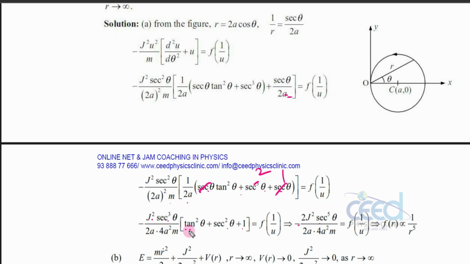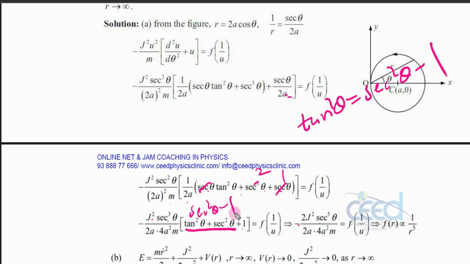What is sec square theta plus tan square theta? See, tan square theta is equal to sec square theta minus 1. So tan square theta you write as sec square theta minus 1, means this one cancels. Then here 2 sec square theta. Sec square theta into sec cube theta, what? That is sec raised to 5 theta. Then that 2 comes from this 2a here. This 4a square is 2a the whole square here. This 2a we have taken out here. Then finally you can write like this.